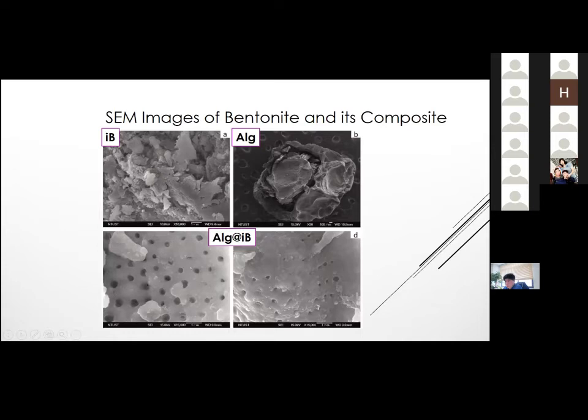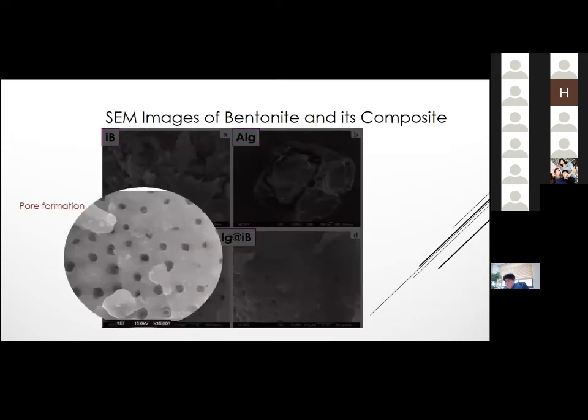So we can see the macroporous structure in this composite, which maybe accounts for the higher surface area of the materials as revealed by the nitrogen sorption previously. Okay, so this is the pore formation after we combine the alginate with the bentonite. So the bentonite is coated by this alginate. So the bentonite is inside the alginate layer.